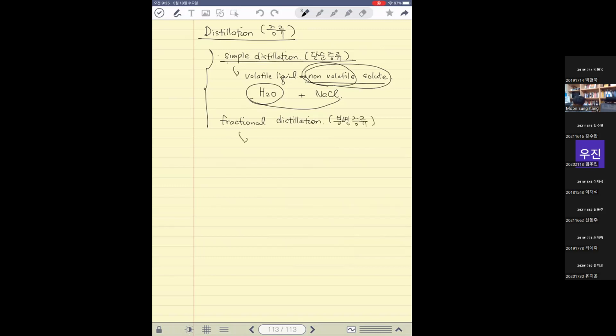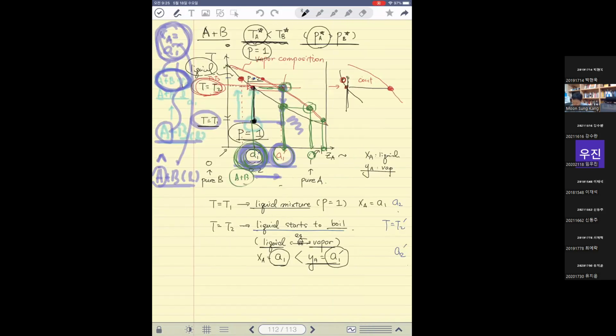And here you have a volatile liquid as well as a volatile solute. And so this should have a vapor pressure. This should also have a comparable vapor pressure. And the example that we had here is a good example where fractional distillation is needed.